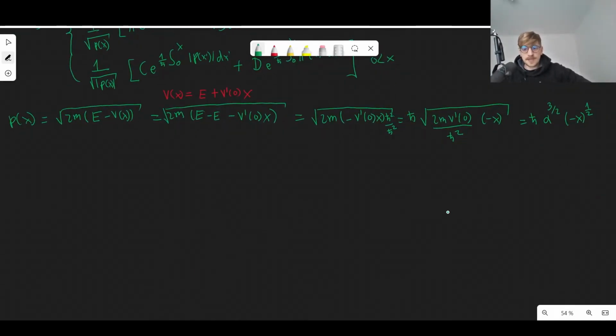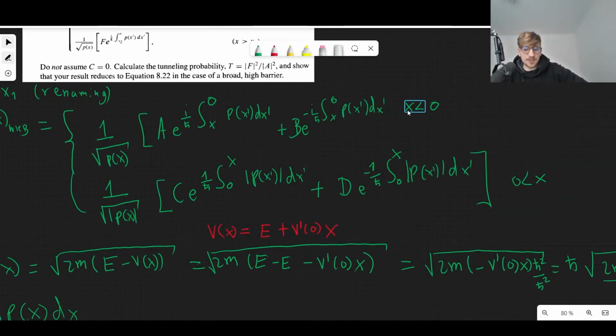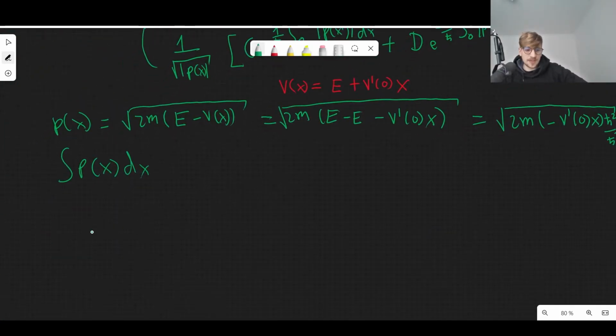Now, we can integrate this. So we integrate the momentum dx. And what are our limits of integration? We are in this region where x is smaller than 0, of course. So we integrate from x to 0.